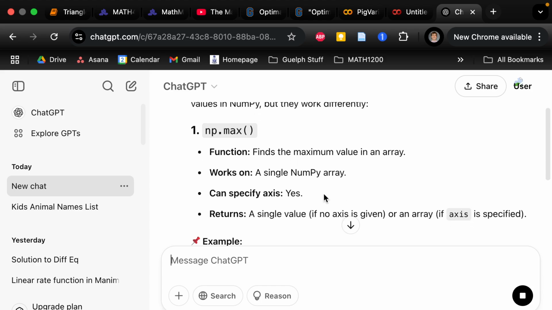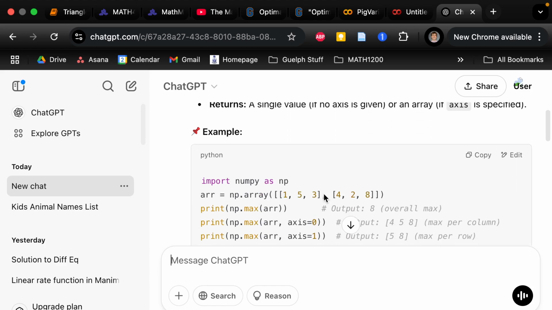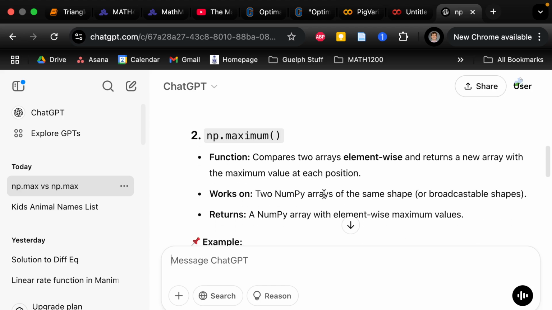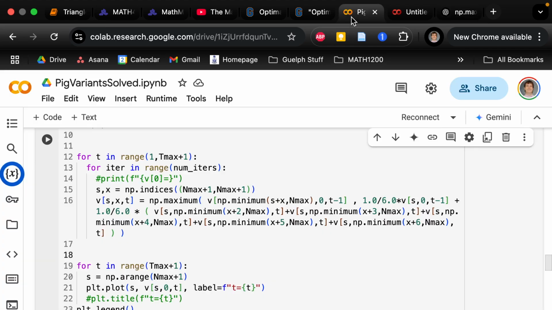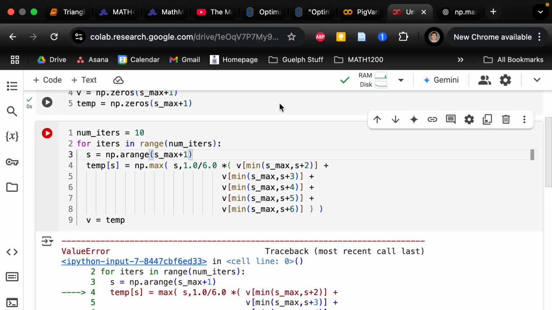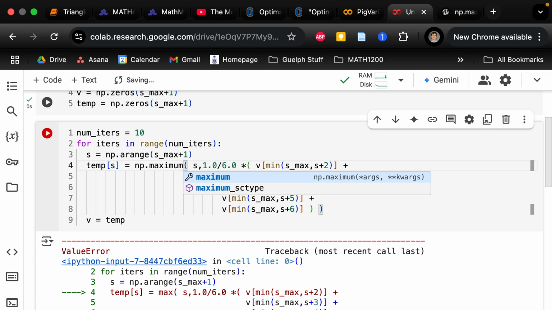Okay, so np.max finds the maximum value in an array. So you input one array, and it finds the maximum value. Oh, there's a nice example. Very nice. np.maximum compares two arrays and tells you which one is entry-wise bigger. So which one do we want in this situation? We want np.maximum, right? Because s is a big array, and we're comparing this array with that array over there.